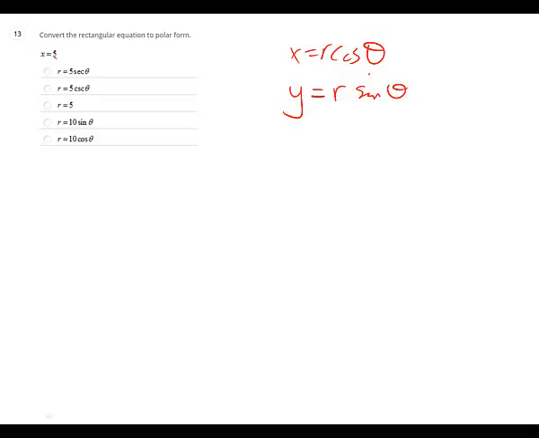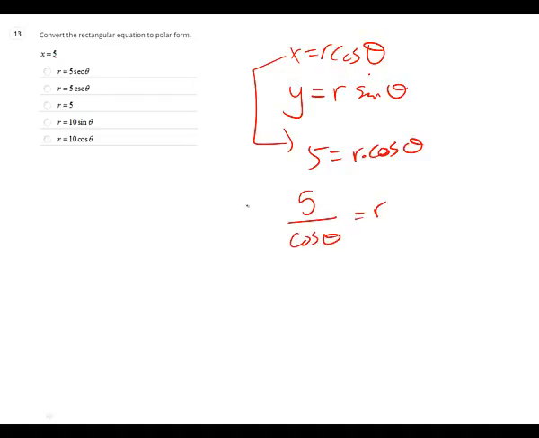So let's put that 5 in for the x. I'm going to use this equation: 5 equals r cosine theta. How do I get r? They're solved for r, so how do I get r by itself? Divide by cosine. But that's not one of our choices, but cosine is the reciprocal of what? Secant. 1 over secant. It's posted on the wall.